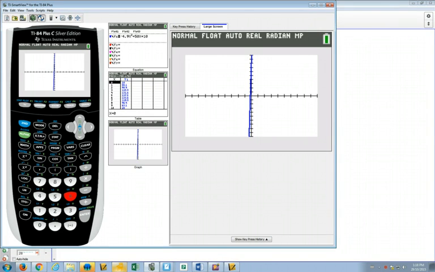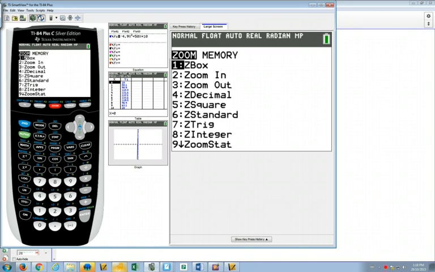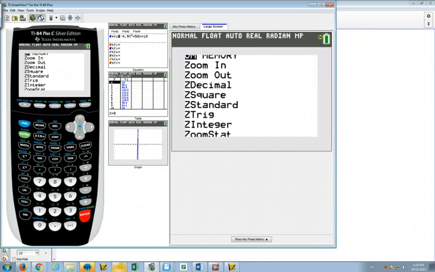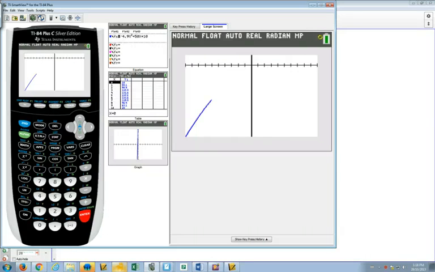Couple of things you can do for changing the window. There's a zoom button. One way to change the window is to go to the zoom button, and they've got a bunch of different things. The standard window is there, but that one didn't show us everything. Another one that students sometimes like as a starting point is zoom fit. If I push that, it's going to try to fit most of my graph on there. It may or may not do a good job, but you can kind of see the parabola there.